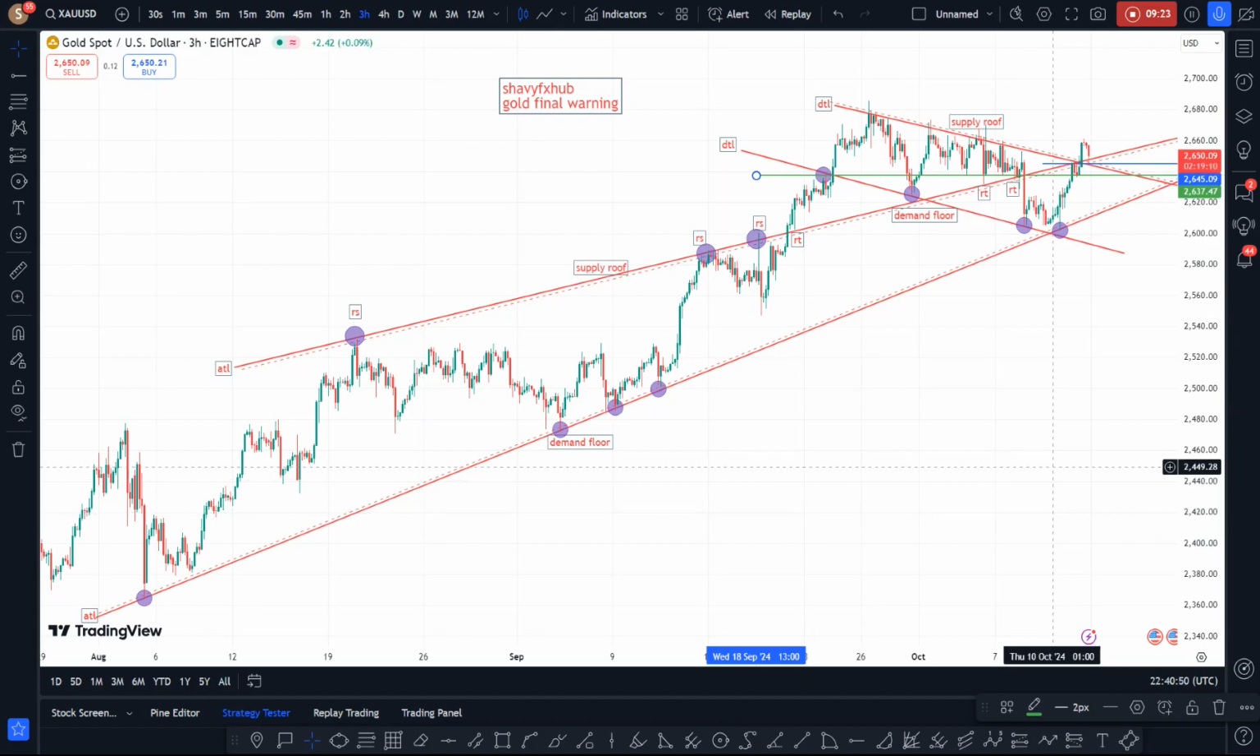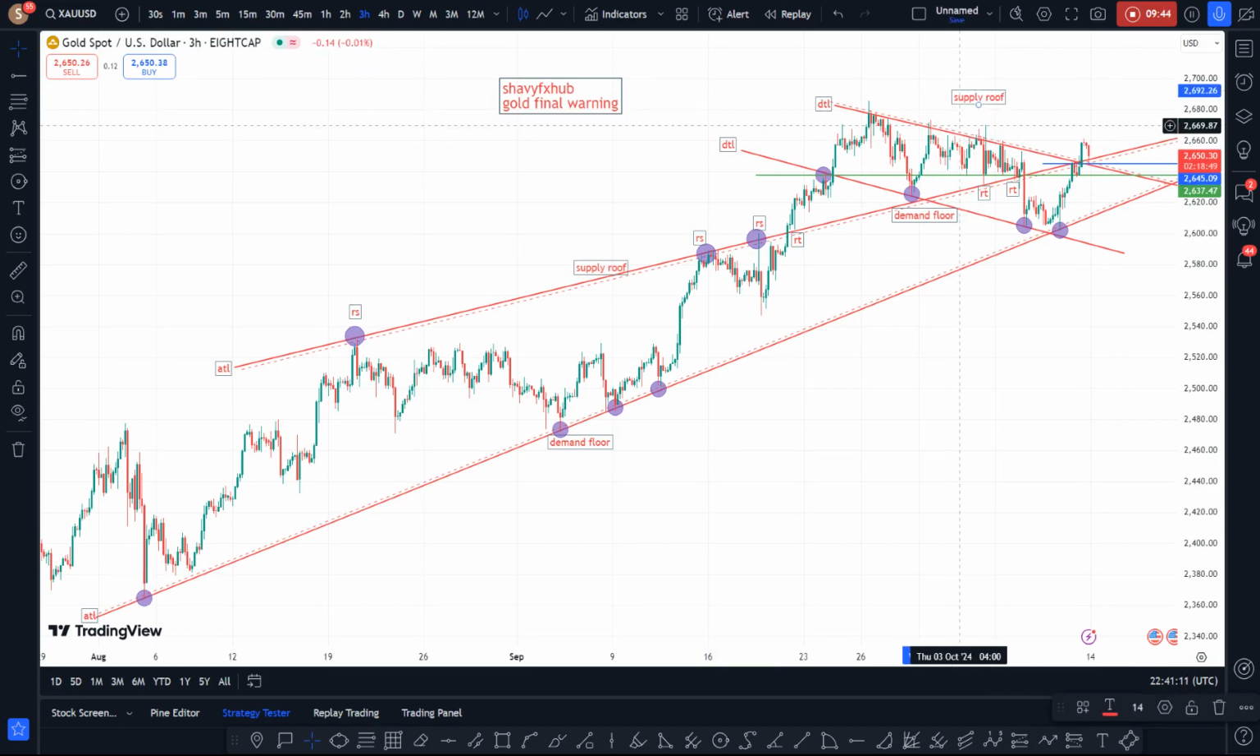But at the moment, multiple double confluence have rejected price at 2645.09. This is a 3 hours chart, plotting the chart of all the body or close of all the highs. We connect all the highs. These are all the highs, the body of all the highs. Forget about the wick.